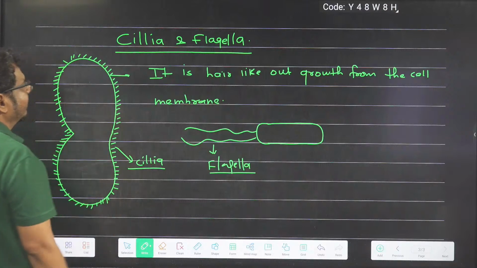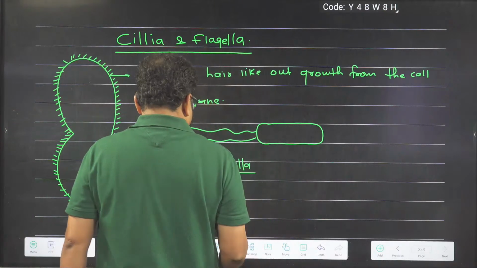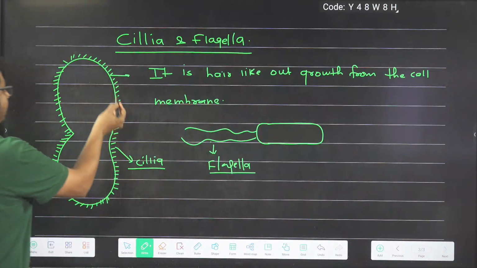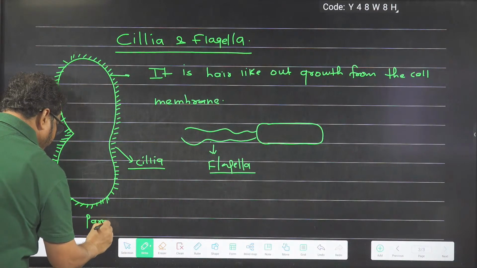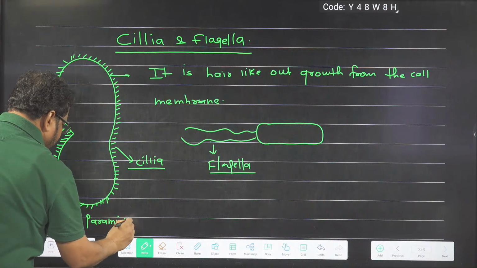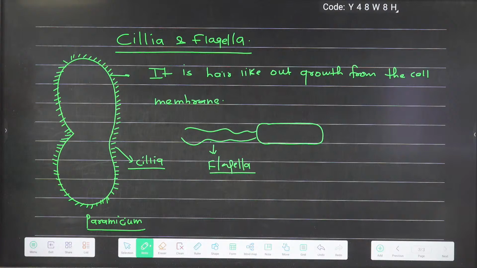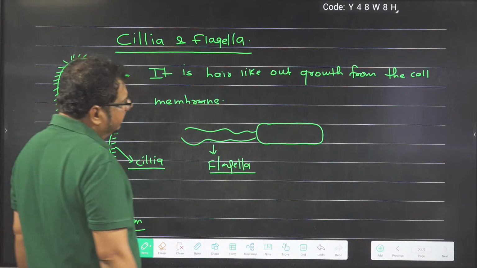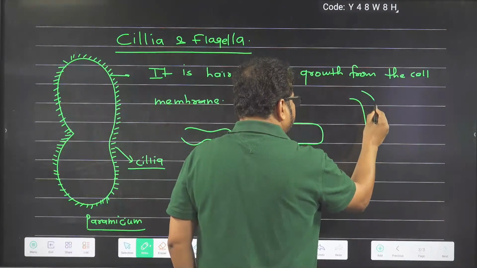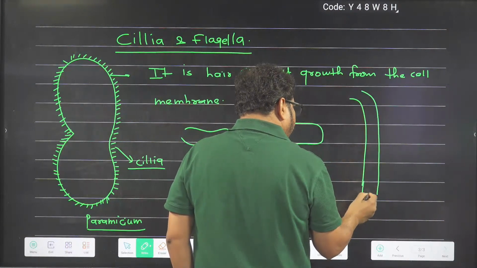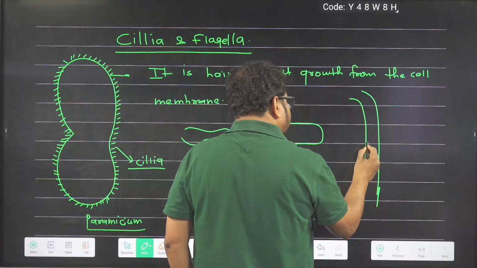So you got a basic idea about cilia and flagella. This structure I made is flagella. The structure I made here is cilia, in an organism called paramecium. All over the body you are finding hair-like outgrowth. That is called cilia. Is it clear in the mind? Even this cilia is present in your respiratory tract, your windpipe. So in your windpipe also hair-like structures are present.